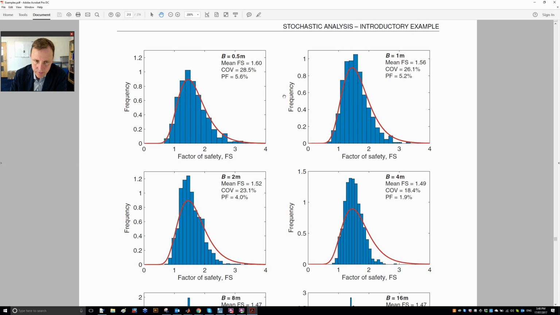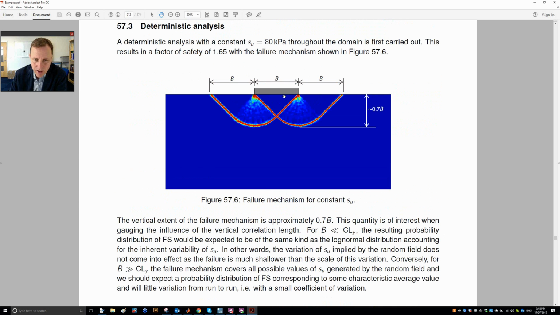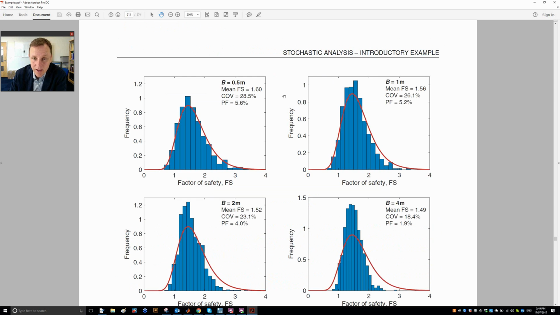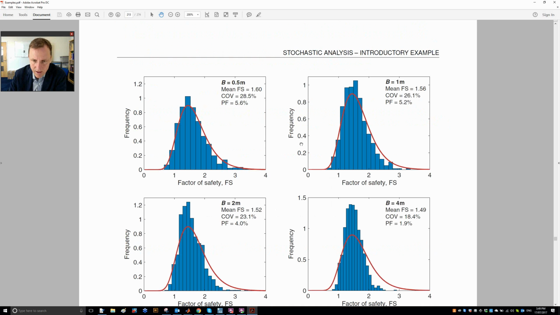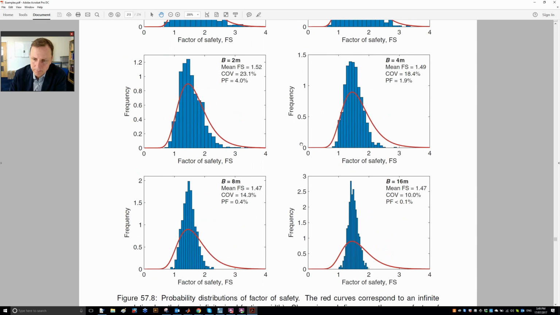Note also that the correlation lengths should be compared to the characteristic dimensions of the failure mechanism, which again is governed by the characteristic dimension of the structure, in this case the foundation. So when I say a correlation length of 50 meters, that should be compared to the width of the foundation. What I've done here is vary the width of the foundation and keep the correlation length constant. As the footing gets wider and wider, approaching the correlation length, we get something that tends, in the ultimate case, to be a Dirac delta function. So the variability can't really be seen anymore.